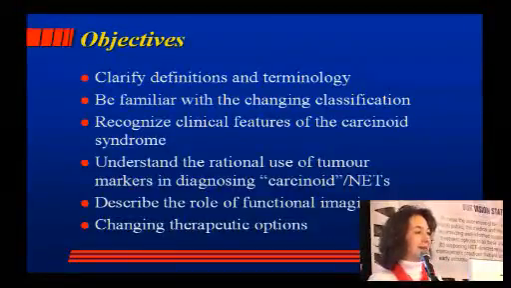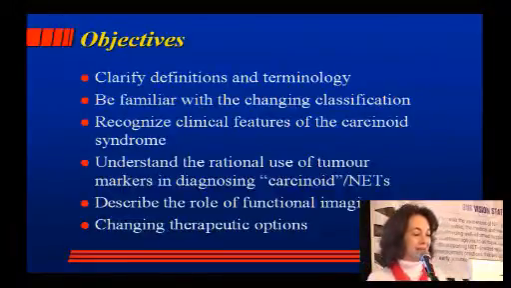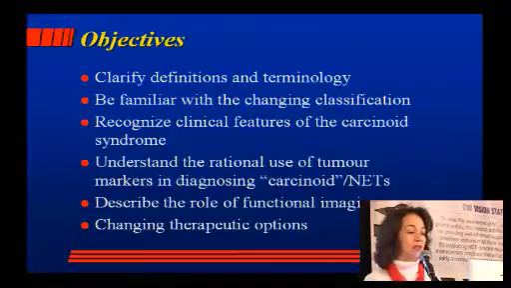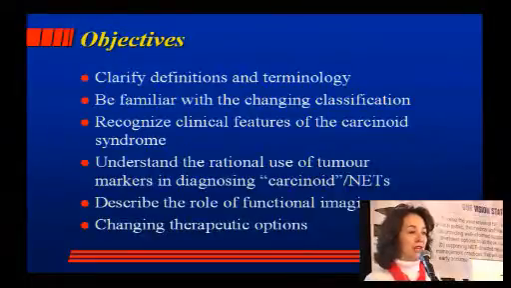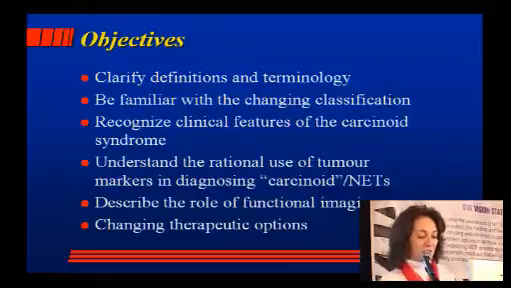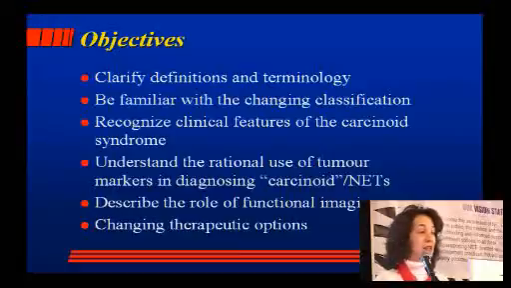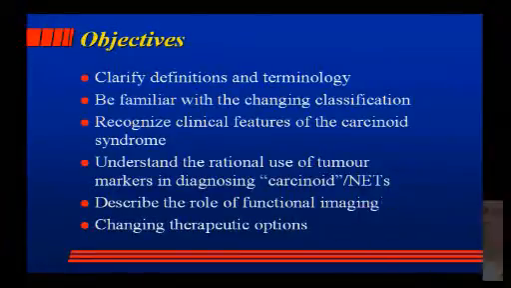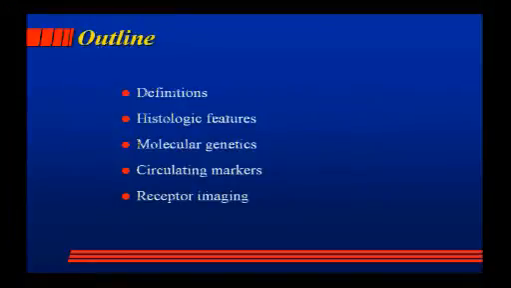I want to just start with the objectives of our talk. This is a standard CME thing, so for the medical folks in the crowd, you know that we need to start off by what it is we want to try and do. And I think from this talk, we hope that we'll clarify some definitions and terminology, make sure that you're familiar with the changing classifications and the reasons for that. Obviously recognize clinical features of carcinoid syndrome, understand rational use of tumor markers. That's going to be my job, just to tell you where they come from, and Dr. Izat's to tell you how we measure them. And then describe a little bit about functioning and functional imaging and therapeutic options.